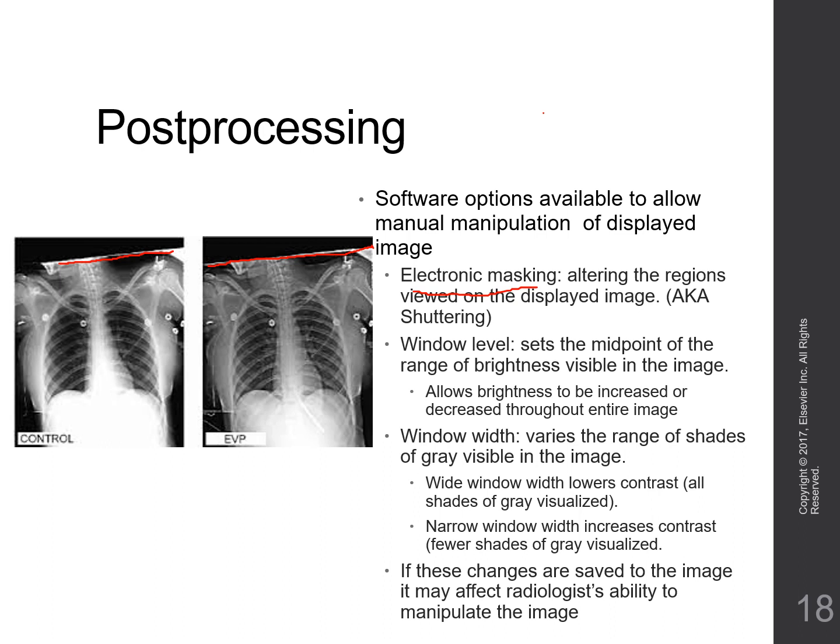So here you can see the exact same chest x-ray. This one has a lot more shades of gray. In this case, they have adjusted the window width. If they were just to maybe take this particular raw data image and just make it much brighter, then that would have adjusted the level.